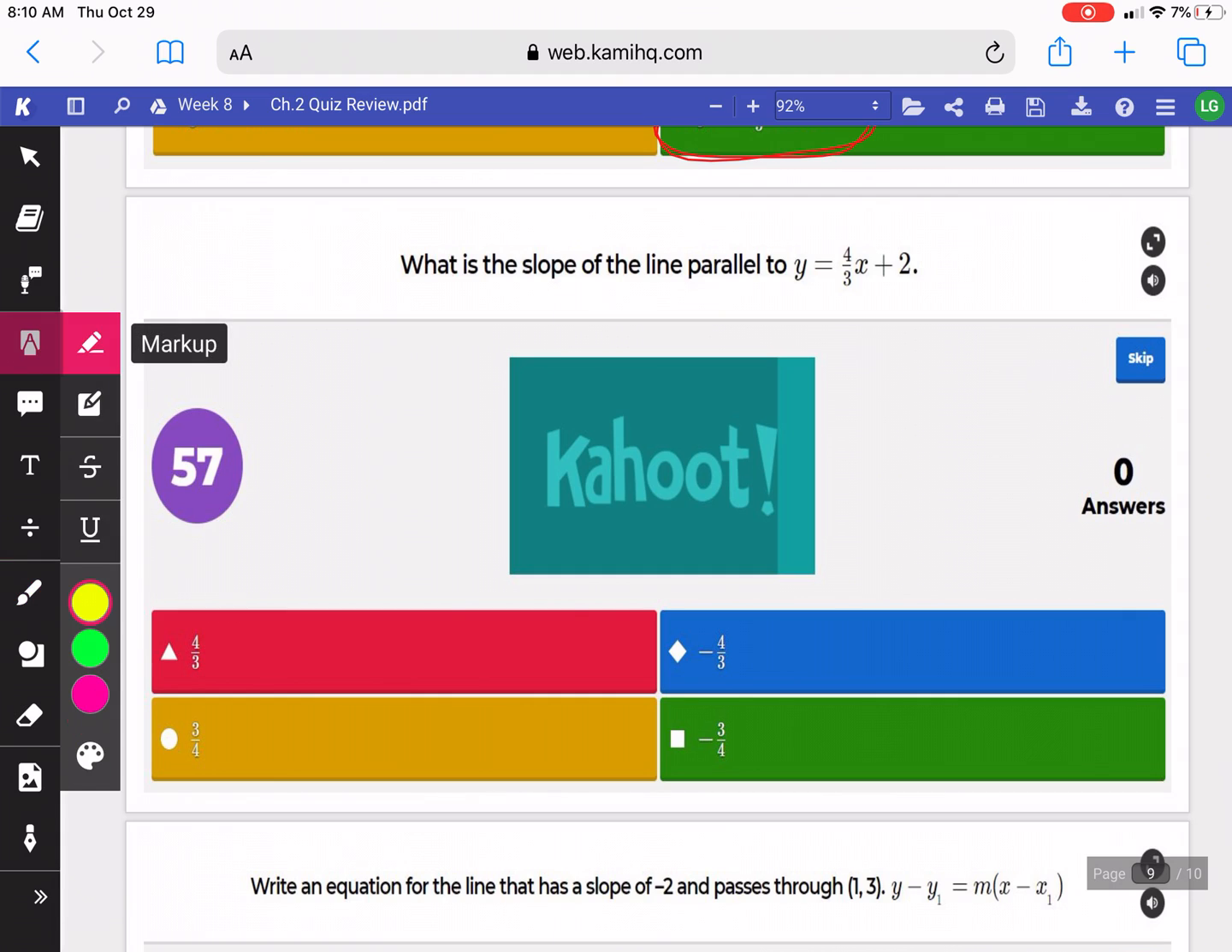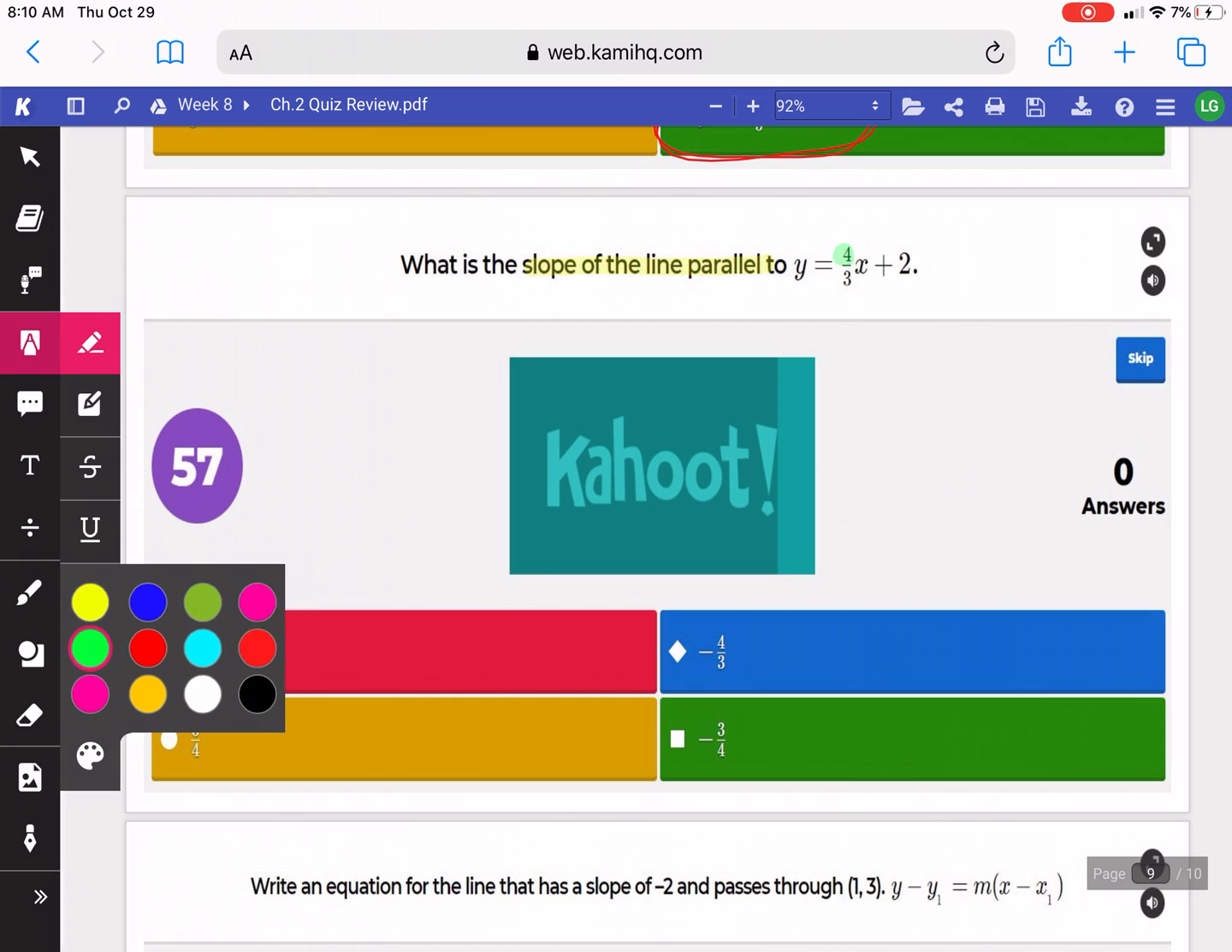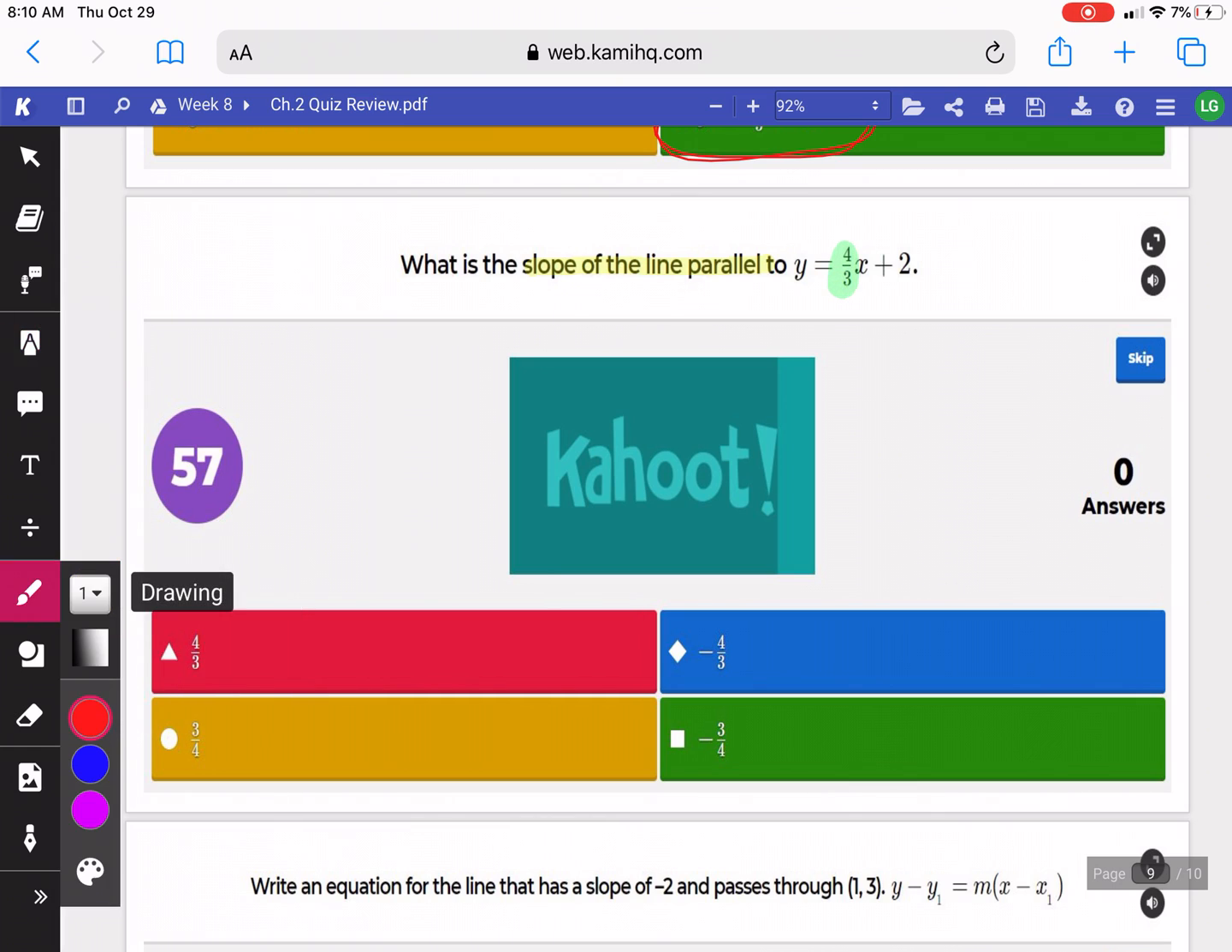This next question has the keyword parallel, so slope of line parallel. So if we look at this equation right now, the slope of this equation is 4/3. So you just need to understand what the word parallel means. Well, we learned that parallel lines have the same slope. So if it has the same slope, the slope would also be 4/3.